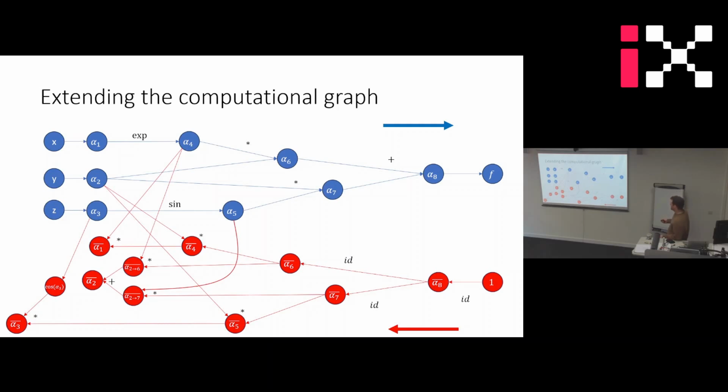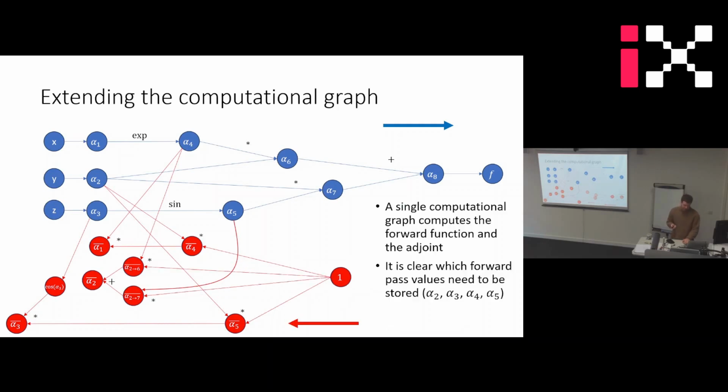By extending the computational graph, we can work out which values we need to save and which values we can discard. Once we've calculated alpha 7 and calculated alpha 8, we never need this again, so we can get rid of it. So there's some memory efficiency that we can do here. But we know that we need to keep certain values in order to evaluate the gradient. Anyway, point being, we can make our back propagation into a separate computational graph, which is attached to the first one. That clears what values you need to save, and this single graph allows you to get the forward and the adjoint.